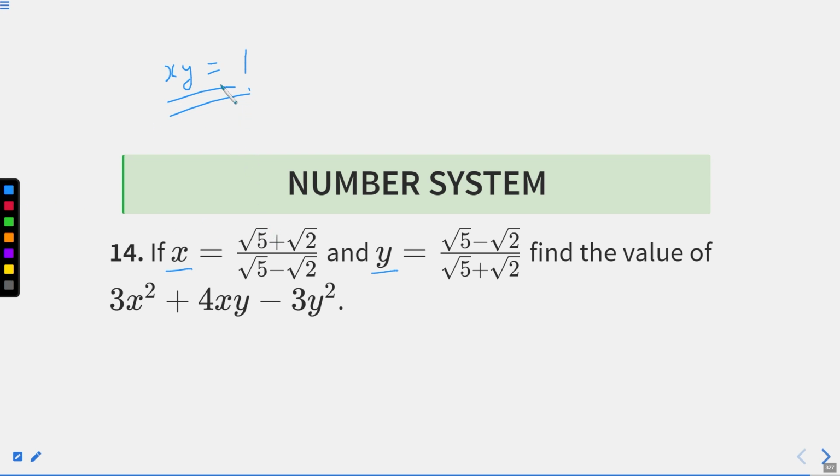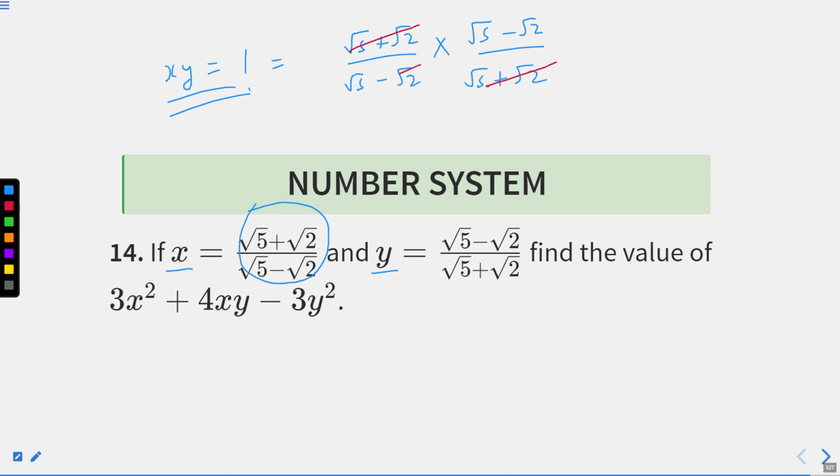How am I seeing that? It is very easy. That x is this whole value, which is getting multiplied with this whole value. And if you see, root 5 plus root 2 is equal to this thing, and root 5 minus root 2 is equal to this thing, and whenever the whole thing gets cancelled out, we will have only 1. So in x square plus 4xy we get this, so it is just 4 and 3y square.